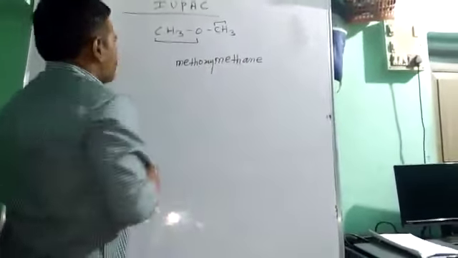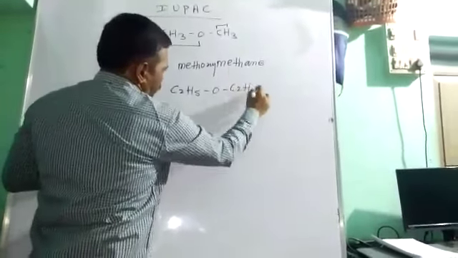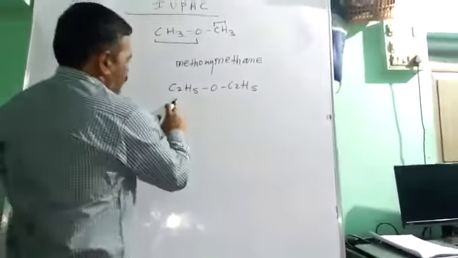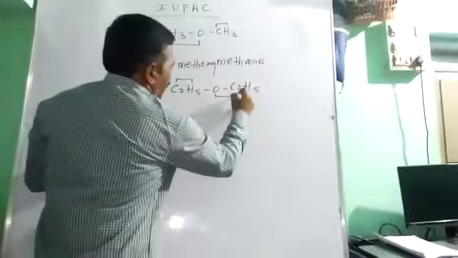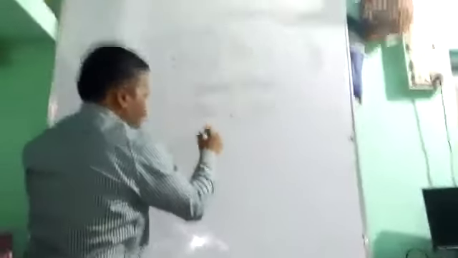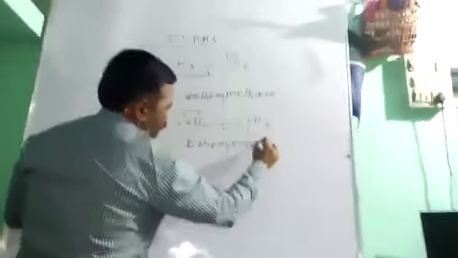No doubt it is a simple ether. Another example, for our better understanding. In this case, both ethyl groups are here. Suppose I consider this the parent alkane. Now the remaining part should be the alkoxy part. As it is an ethyl group added with oxygen, it becomes ethoxy. So the IUPAC name of this compound is ethoxyethane.